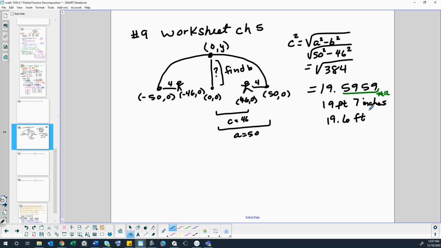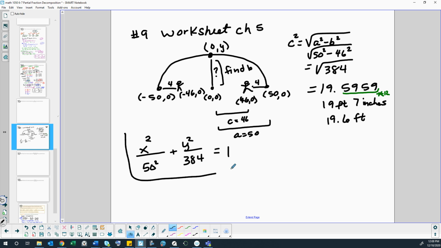Do you want me to write the equation too, just for kicks, just for review purposes? If we wrote the equation, our center is at 0, 0, so we don't have h and k. It would just be x squared over 50 squared plus y squared over 384, because that was the 19.6 squared before we square rooted it, equals 1. They didn't ask us for that, but hey, it's good practice. And then if you want to multiply out 50 squared, that would be 2,500 instead, if you don't want the little squared left in there.